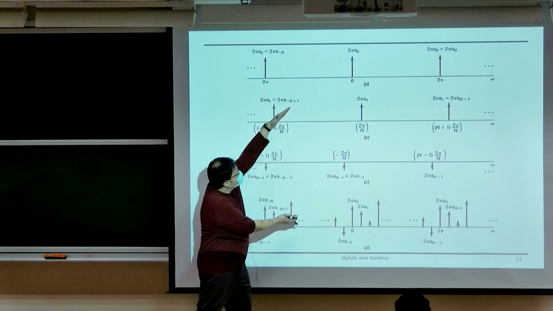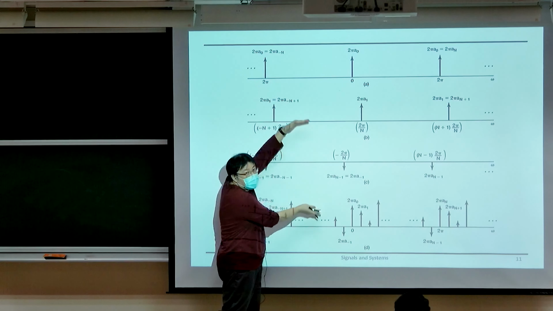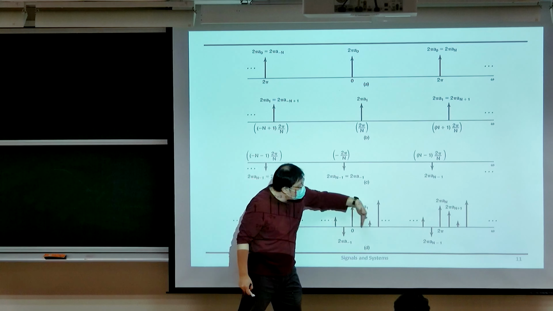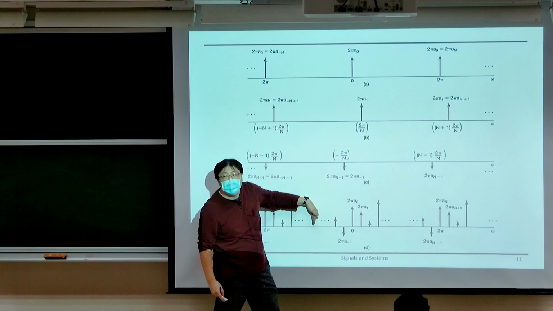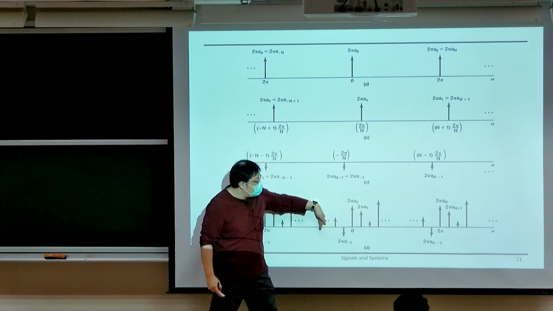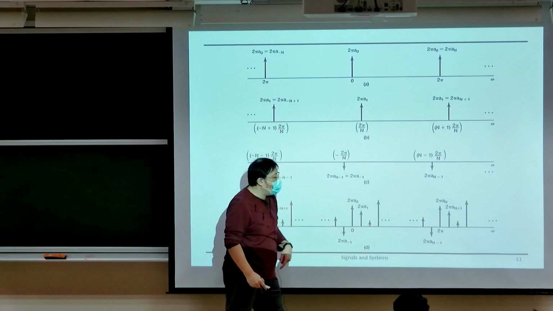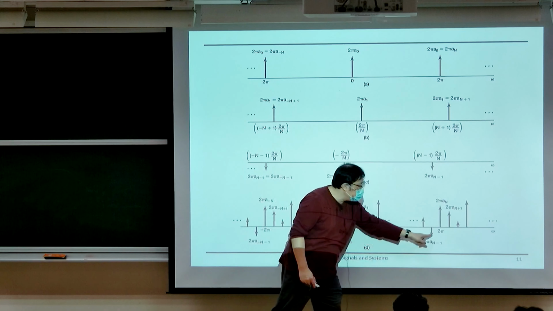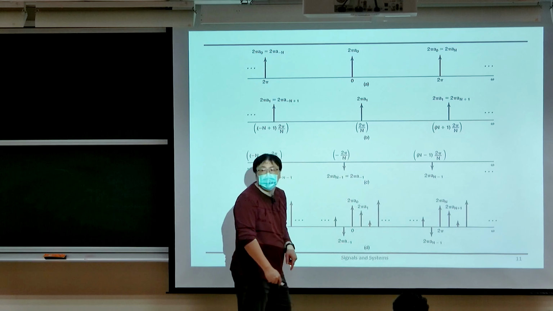So if you sum them up, then you will have these delta functions spanning a 2 pi range, and then it is repeated every integer multiple of 2 pi.